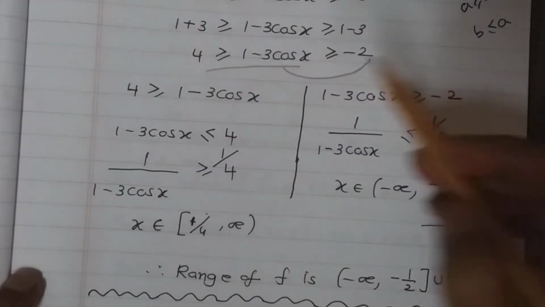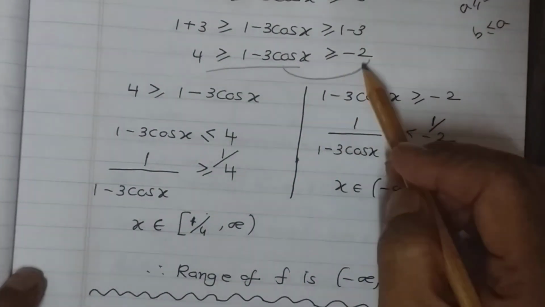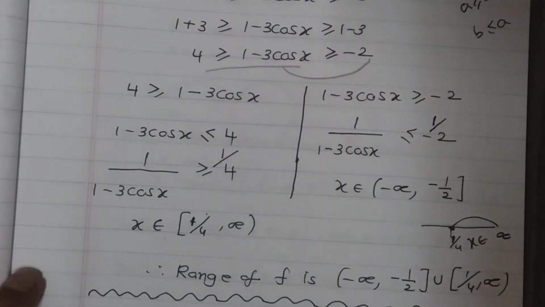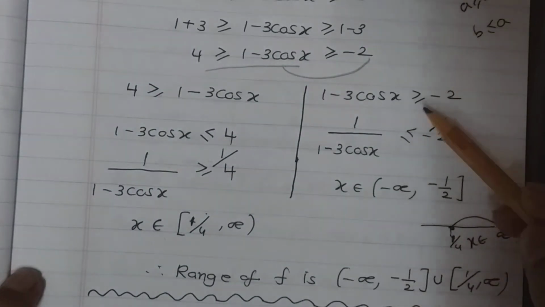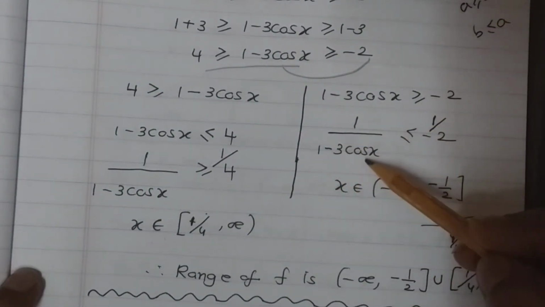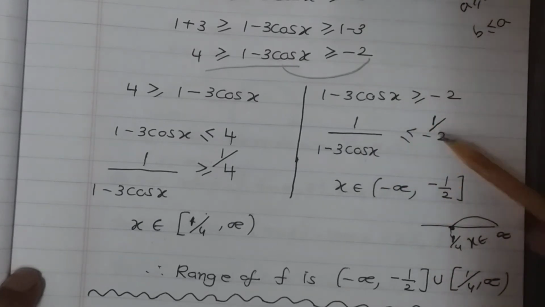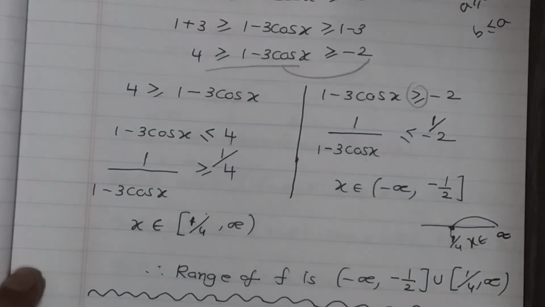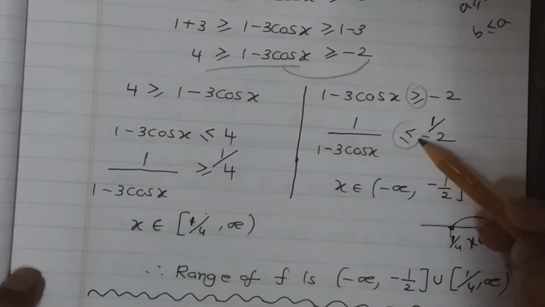What about the next part? This one. Then we will combine both for the output, for the range. So, 1 minus 3 cos x greater than or equal to minus 2. So, if I take the reciprocal, 1 by 1 minus 3 cos x less than or equal to minus 1 by 2, because this inequality sign changes. Greater than or equal to becomes less than or equal to.